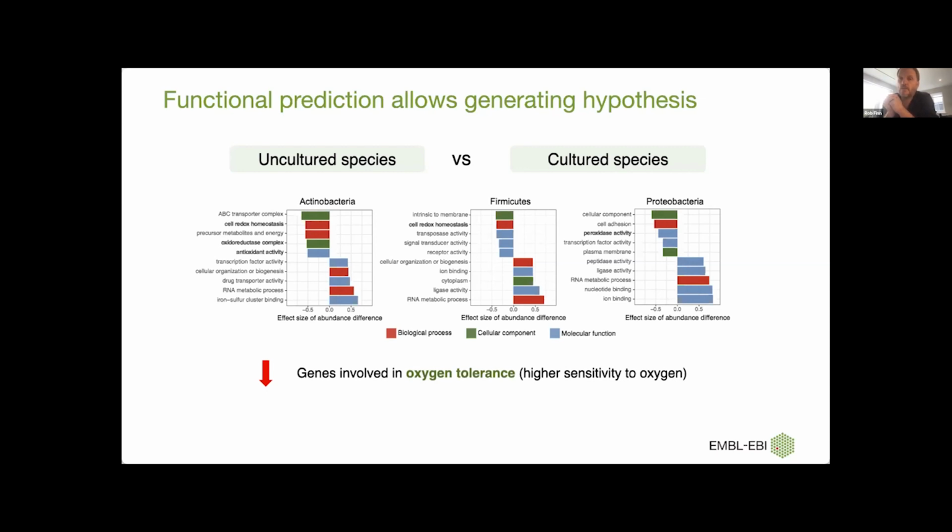And so what you can see across those 3 phyla is that there are a number of functions highlighted in bold: cell redox homeostasis, oxidoreductase complex, antioxidant activity, and peroxidase activity. And they're all functions associated with dealing with oxygen, and they're depleted in these MAGs. One of the things where we think that we haven't seen these metagenome assembled genomes in culturing experiments is that they seem to be extremely sensitive to oxygen.